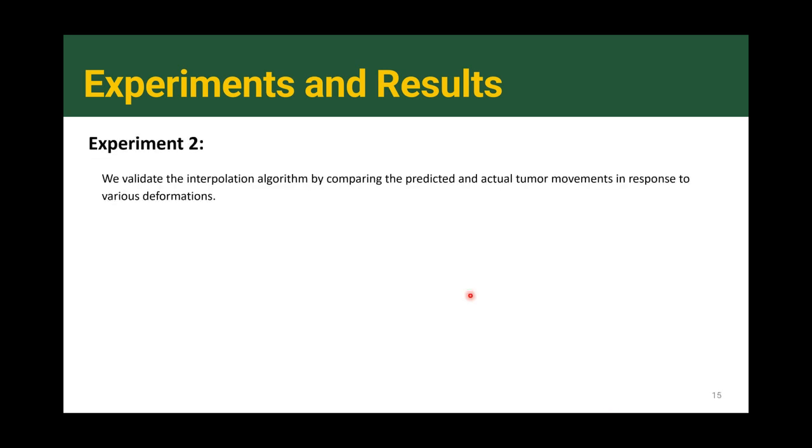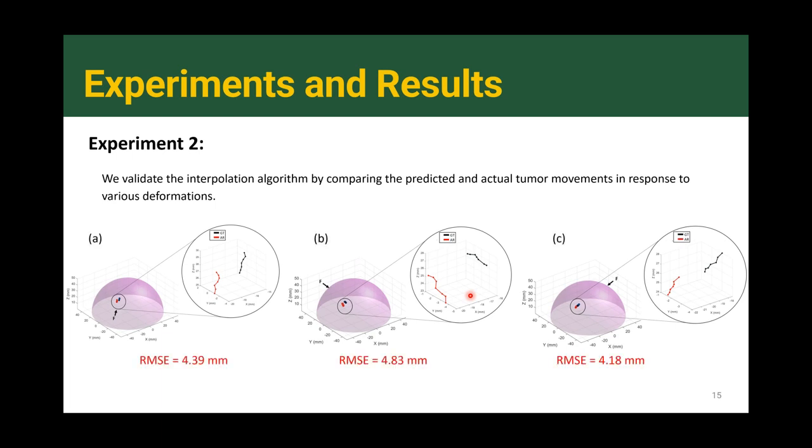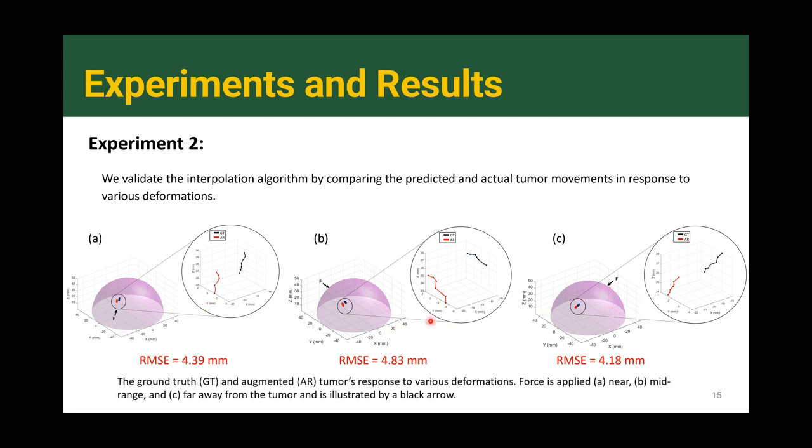For the second experiment, to validate the interpolation algorithm, we had three different deformation scenes where force was applied to the tumor from three different locations. In figure A here, we have force being applied from a position near the tumor. In figure B, we have a mid-range distance where the force is applied, and finally force being applied from further away in figure C. And what you see here is the displacement of the tumor as a result of the force as seen in the ground truth cameras, and also where the augmented tumor has moved. So 4.4 millimeters, 4.8 millimeters, and 4.2 millimeters is the approximate RMSE that we see for these three conditions.